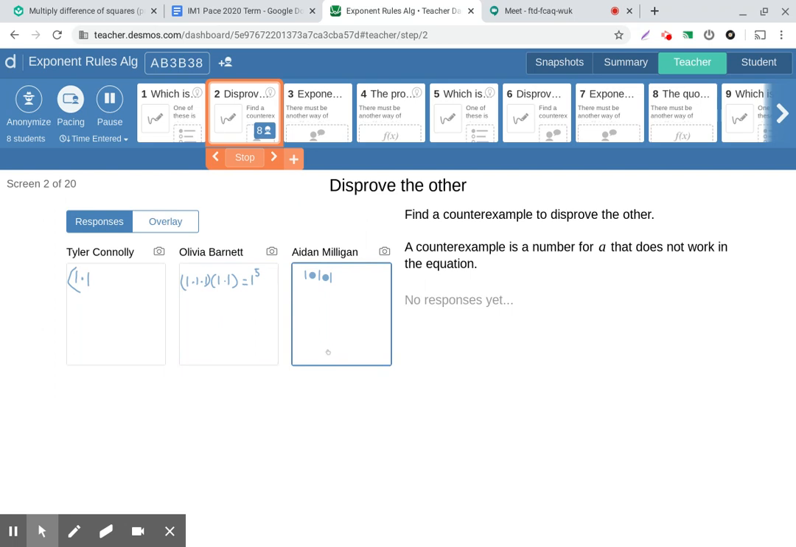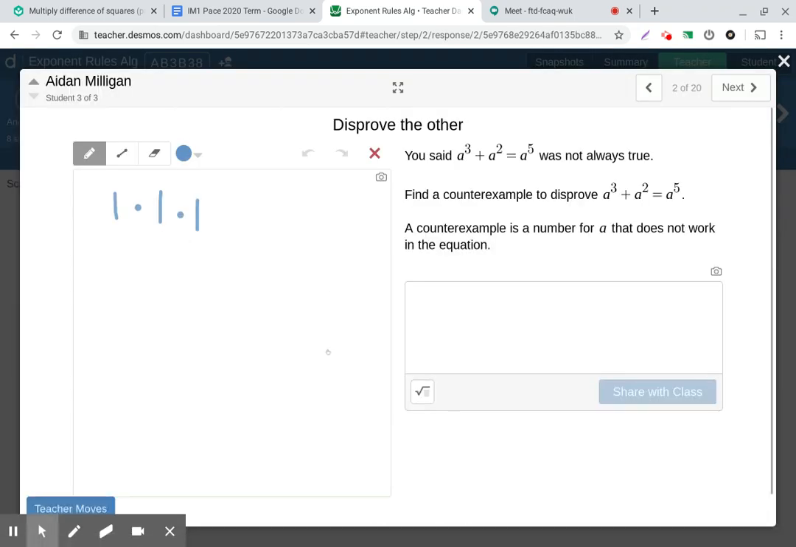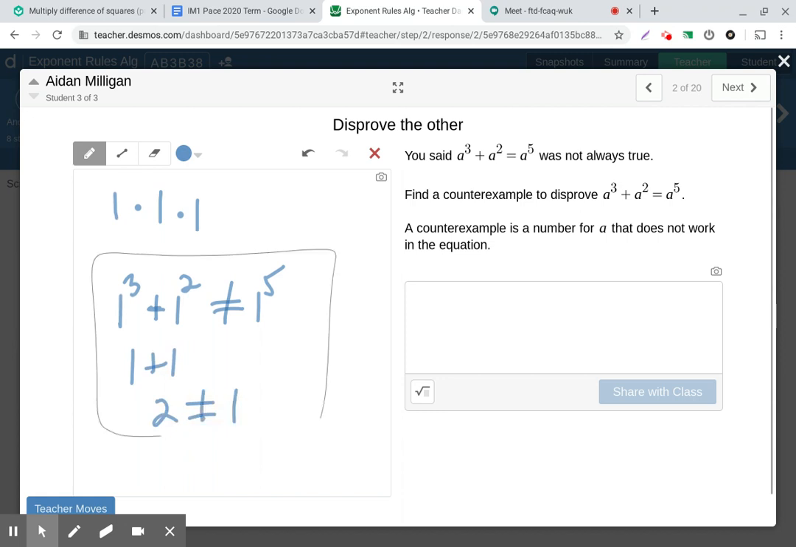So I'm gonna jump in on Aiden's, and if you typed in 1 cubed plus 1 squared, it does not equal 1 to the 5th. So 1 cubed is 1, 1 squared is 1, and 1 plus 1 is 2, and that does not equal 1. So this is a counter example right here. When you plug in a number, you're like, nope, it doesn't work.